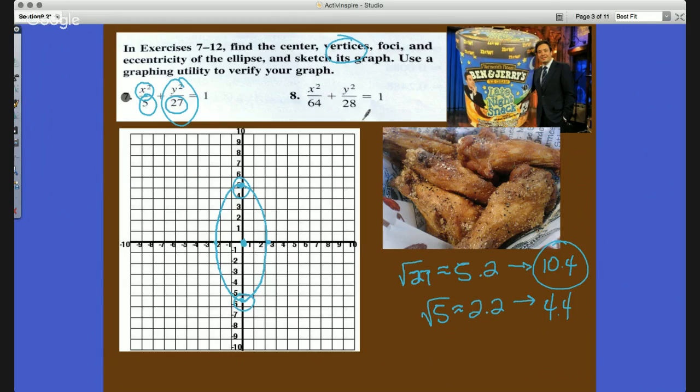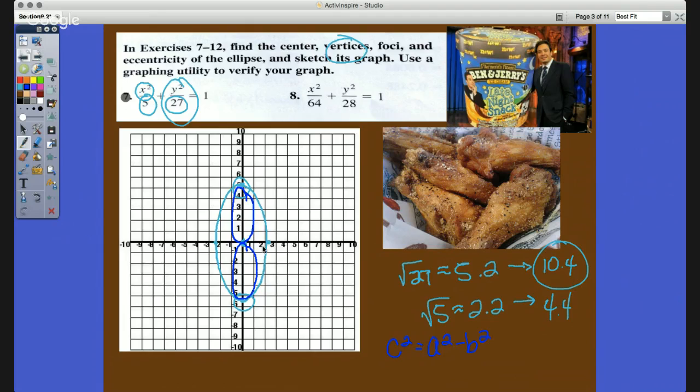Now, a couple other things you need to know: where are my foci? Well, my foci are going to fall between my center and my major axis points, because there are going to be 2 of them. They will never be on my minor axis. They will always be on my major axis. To figure this out, we have a formula that states that c squared equals a squared minus b squared.